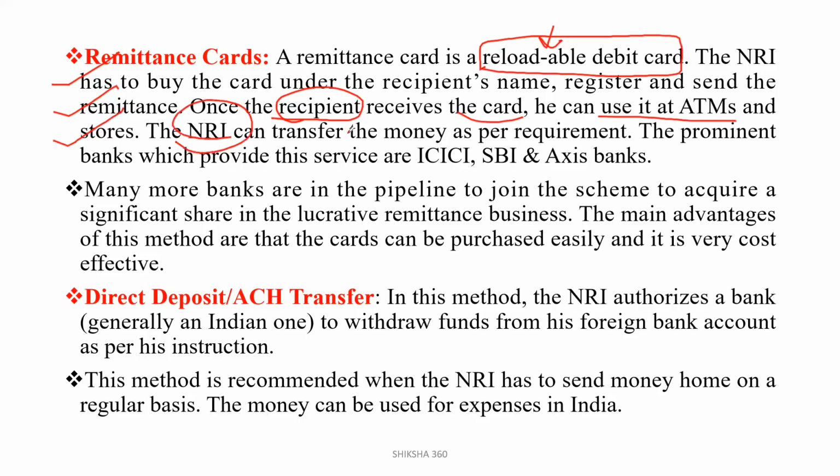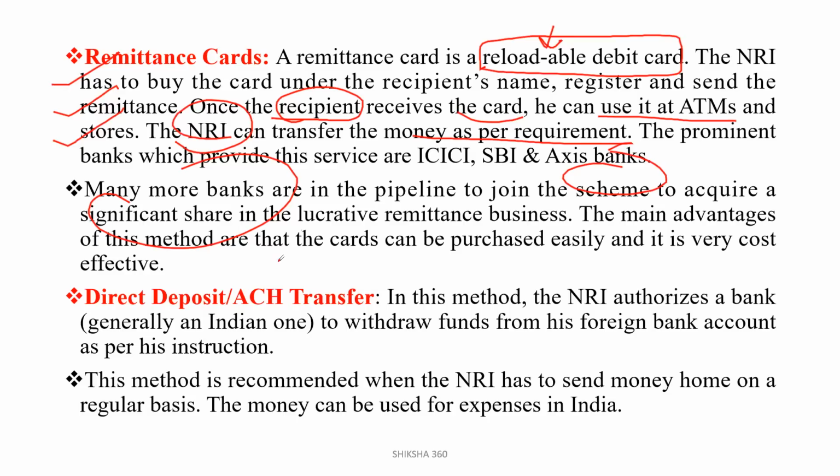The NRI can transfer the money as per requirement. And this type of service is provided by ICICI, Axis and SBI and many other banks also. Many more banks are in the pipeline to join the scheme to acquire a significant share in the lucrative remittance business. The main advantage is that cards can be easily purchased and are very cost effective, not very costly like in the case of wire transfer, where you have to pay a hefty amount for transferring the money.